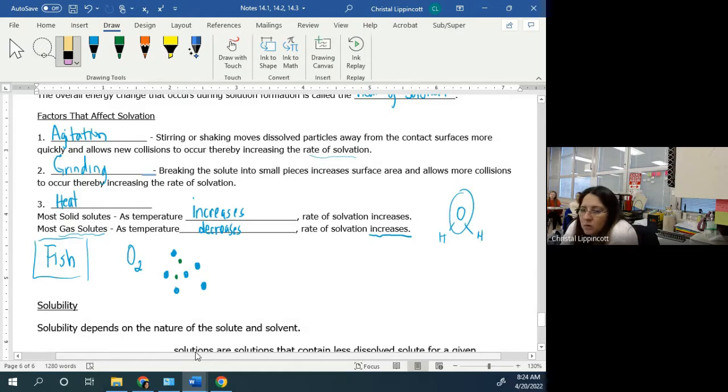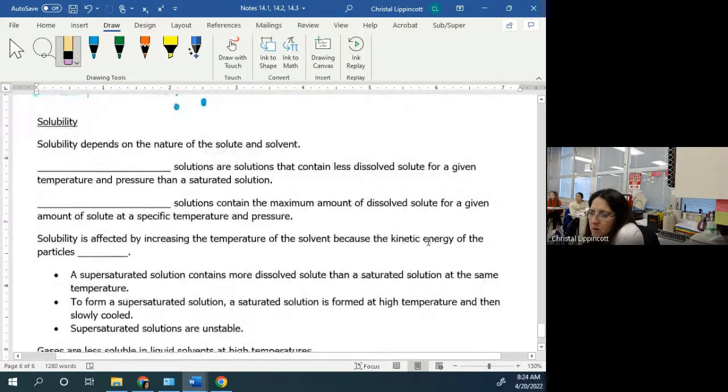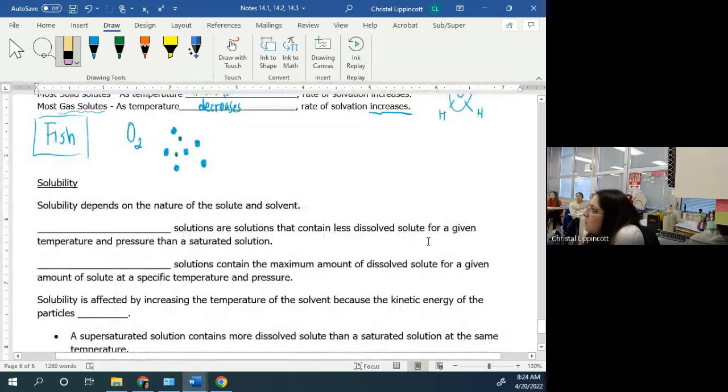Okay. What's my favorite consonant? What's an easy one? Is there a difference between solvation and just dissolving something? No. They're just different ways to say it.